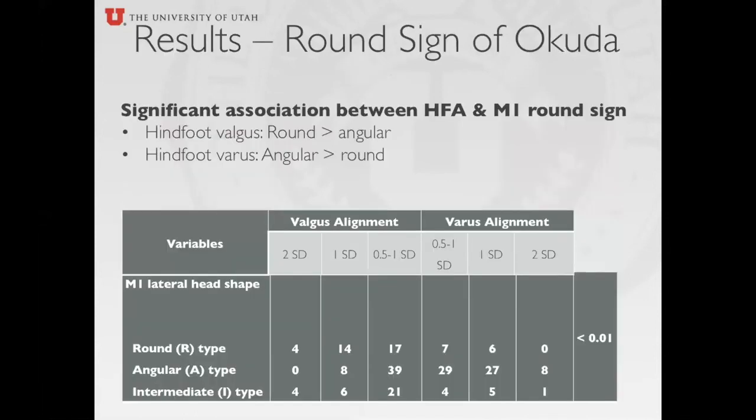We also looked at the round sign of Okuda and found a significant association between hindfoot alignment and the first metatarsal round sign, where the hindfoot valgus patients had a significantly higher proportion of round metatarsal heads rather than angular, and the reverse was true for hindfoot varus patients.